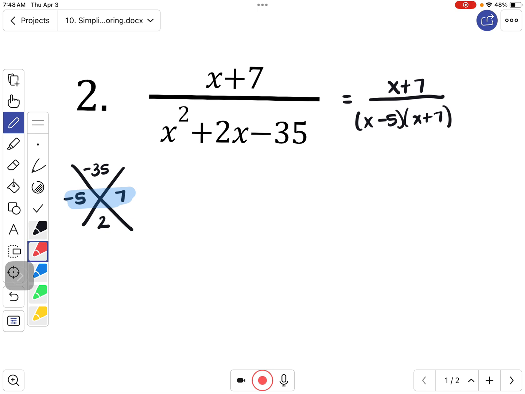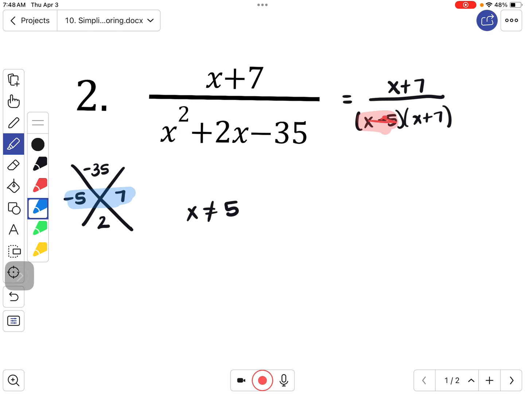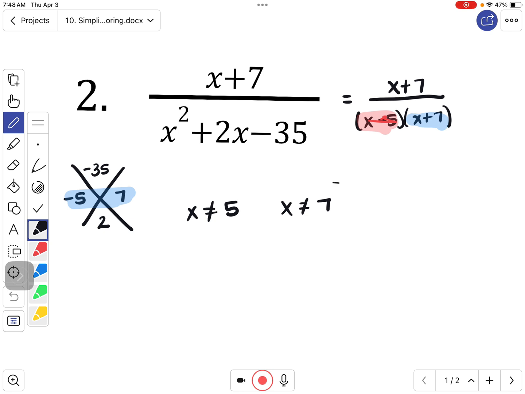Okay, now I'm going to do my EVs. So I'm going to start with this one right here. That was x minus 5. So I'm going to say x cannot equal the opposite of a negative 5, which is a positive 5. And then I'm going to do this one. The opposite of a positive 7 is a negative 7. So there's my EVs for those two.